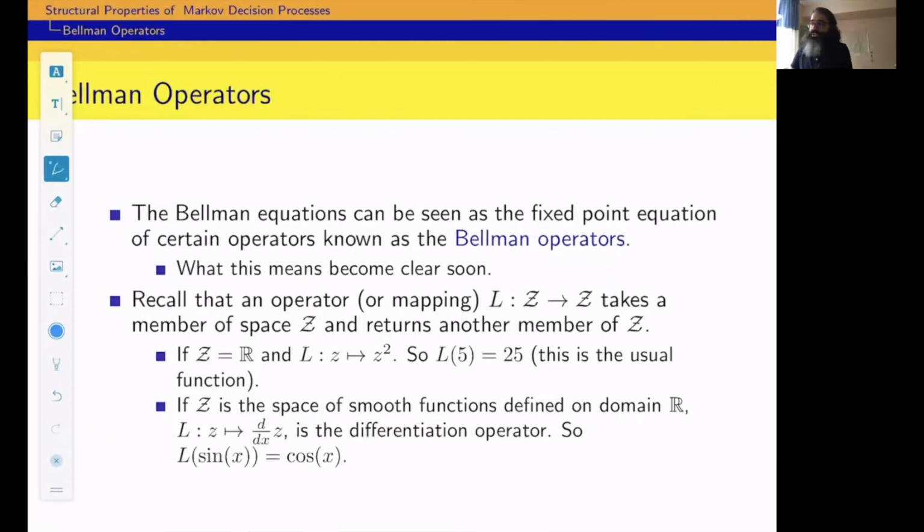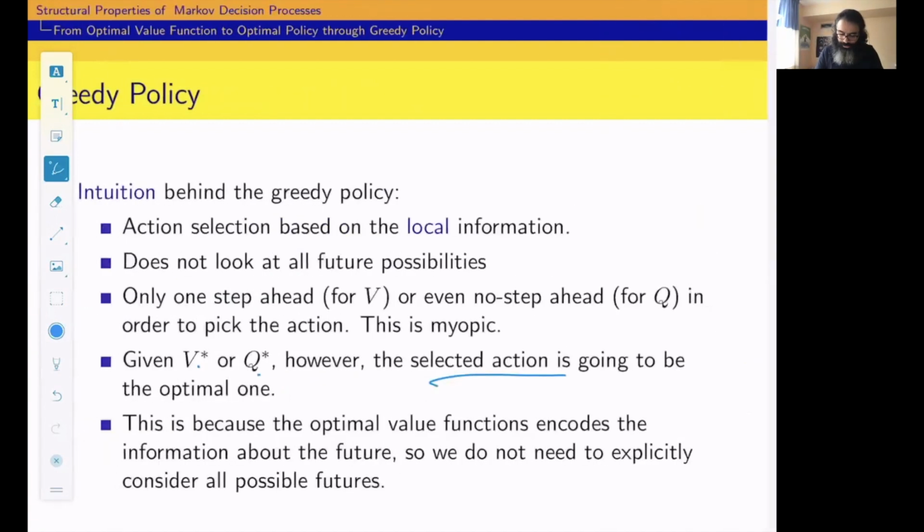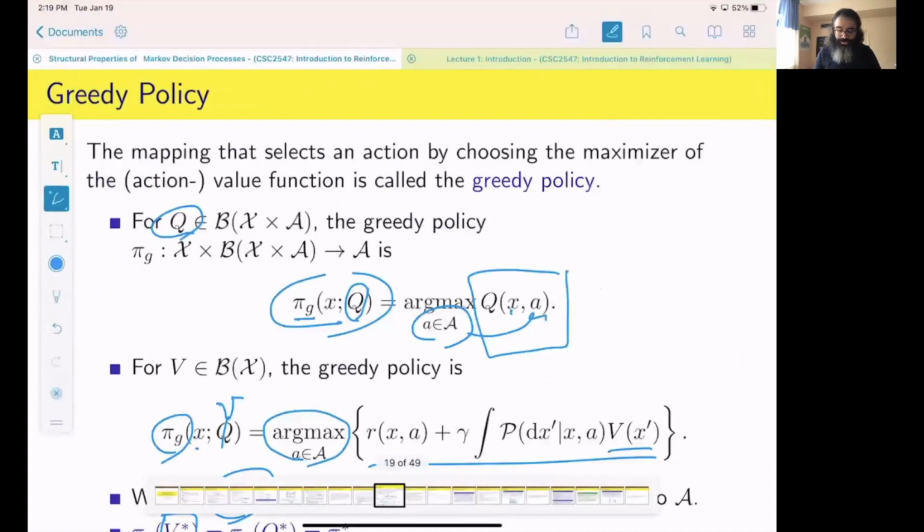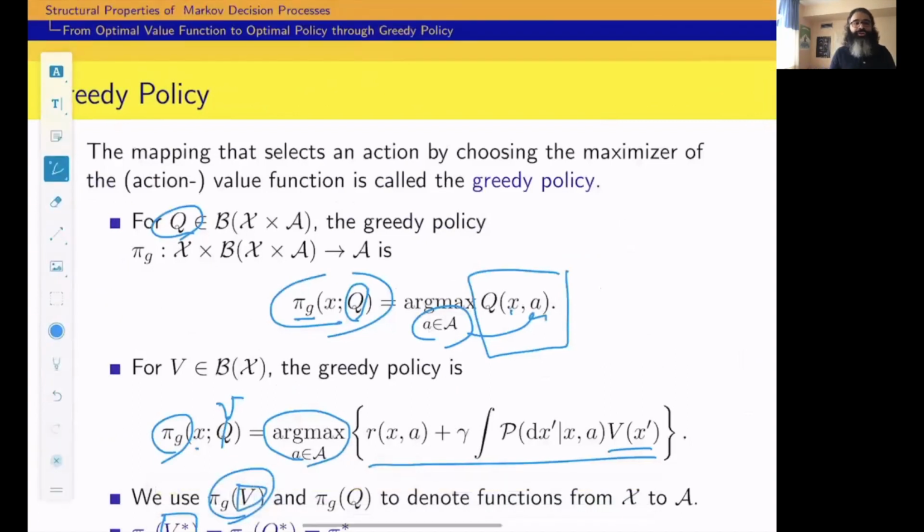Okay, so let's start again. There was a question whether these V and Q should be valid value functions for a policy for this to be well defined. No, they don't need to be valid value functions of any specific policy. They just need to be the right dimension. For V, it should take a state as input and return a real number value. And for Q, it can be any function that takes X and A.